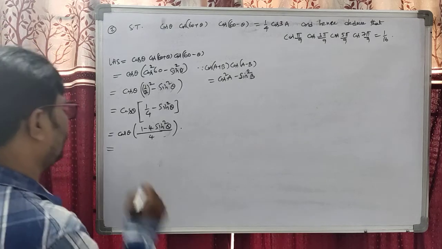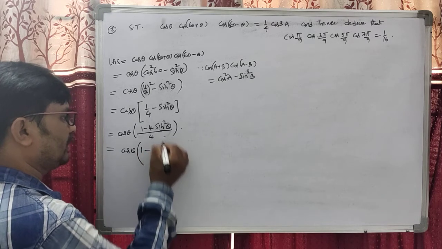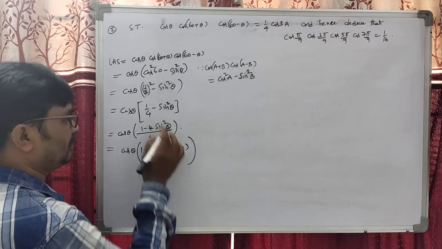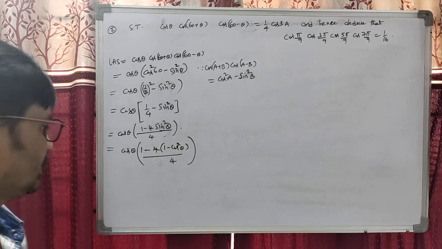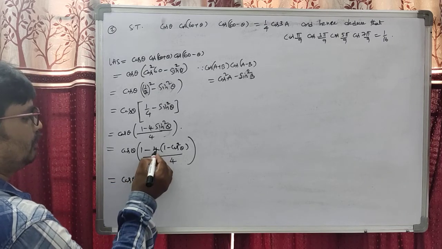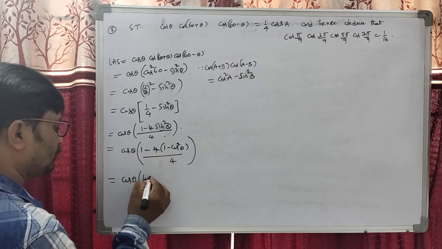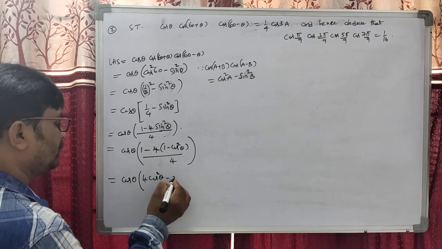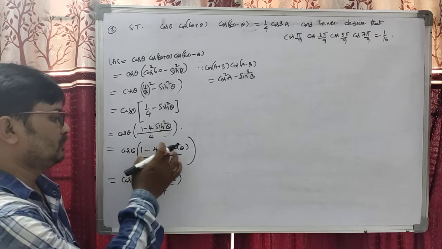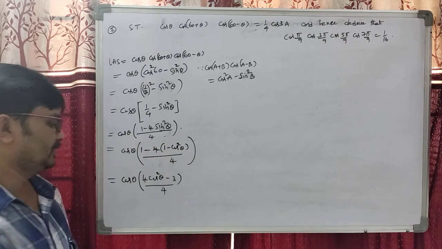Therefore, students, now how can you write? This is cos theta, and sin square theta is 1 minus cos square theta. Sin square theta is 1 minus cos square theta. This is, students, cos theta into minus 4. This is 1 minus 4, minus 3. This is minus of minus, plus 4 cos square theta minus 3 by 4. Do you understand, students? This is minus into minus, plus 4 cos square theta. 1 minus 4 is minus 3.